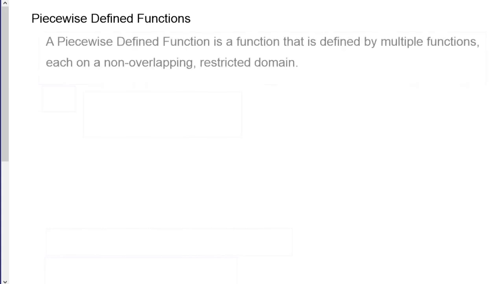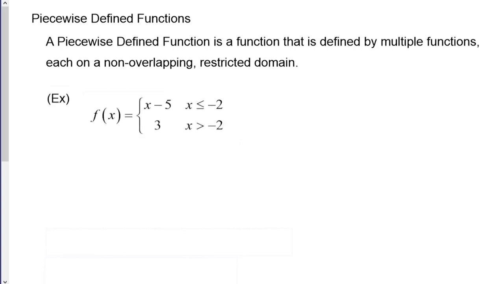So let's look at an example of what one is. A piecewise defined function is a function that's defined by multiple functions, each on a non-overlapping restricted domain. So for example, this right here is what a general piecewise defined function looks like. Now, sometimes I've seen textbooks put commas in between the functions themselves and the domains. I've seen textbooks insert the word if for each one of these.